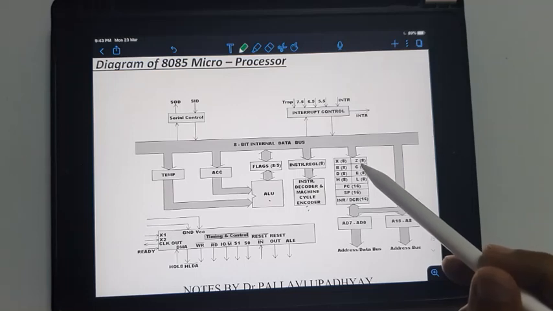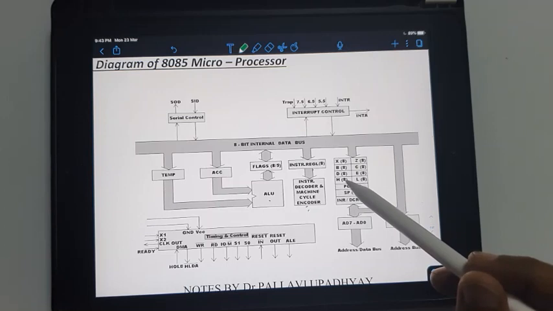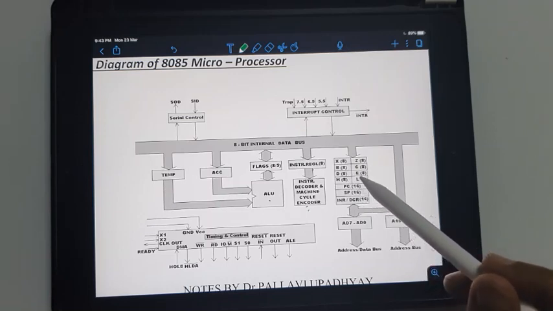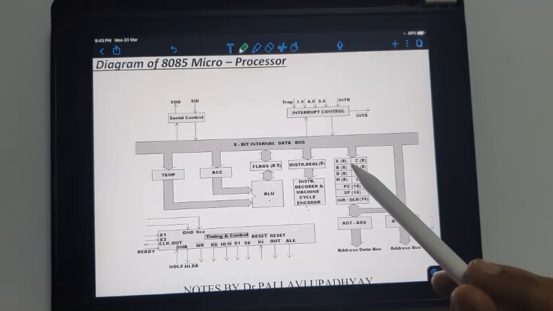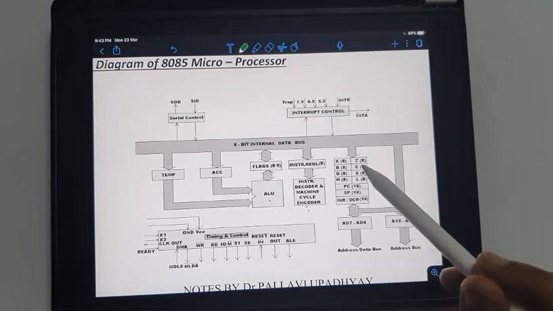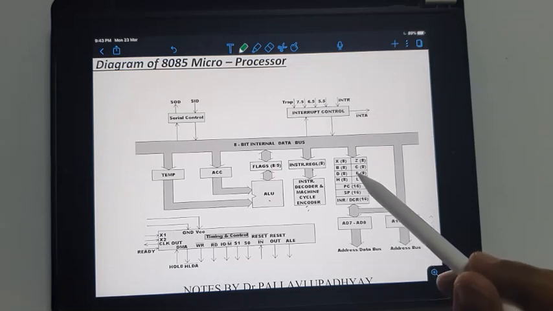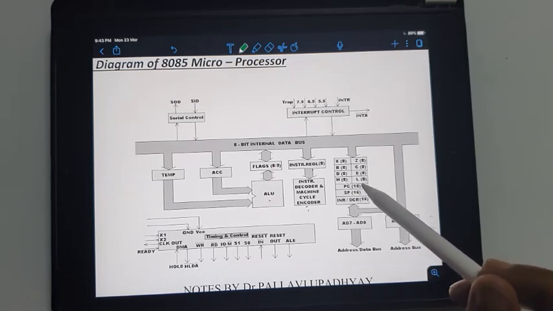BC will make a 16-bit register. DE will make a 16-bit register. HL will make a 16-bit register. But B can never be combined with E, and D can never be combined with C. B will be combined only with C, of which the upper byte will always be B and the lower byte will always be C. The upper byte will always be D of the DE pair, and E will be the lower byte. H will always be the upper byte and L will be the lower byte. This is the rule and it cannot be overridden.